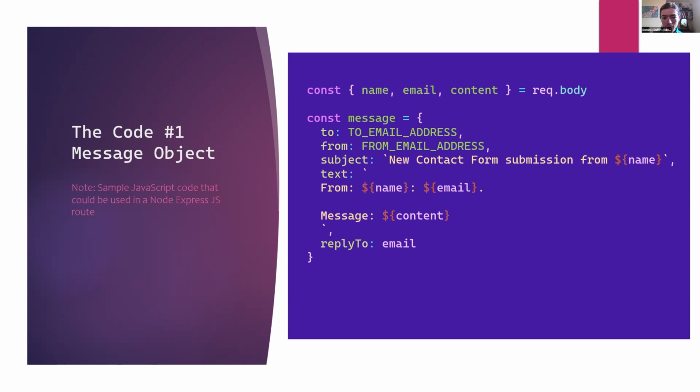Then there is the reply to property I have included here, which is completely optional, but it can be very useful to set this to the user's email, that is the user who has submitted through the contact form. This will mean that when the email comes through into your inbox and you click on reply, your reply will go directly to the user who has submitted to your form.